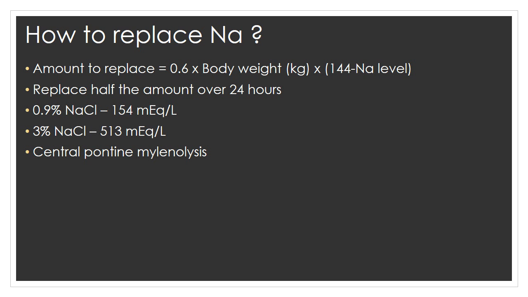In the likely event that you need to replace sodium, this is the formula that you use: 0.6 into body weight into 144 minus sodium level. Now it looks a little puzzling, but let's make it very simple. You know that 60% of the body weight is made of water. Therefore, body weight into 0.6 is equal to 60% of the body weight, which is basically the weight of water.